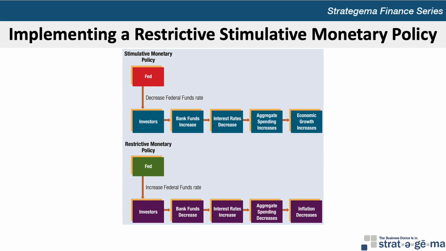This exhibit summarizes how the Fed can affect economic conditions through its influence on the supply of loanable funds. The top part of the exhibit illustrates a stimulative or loose money monetary policy intended to boost economic growth, and the bottom part illustrates a restrictive or tight money policy intended to reduce inflation.